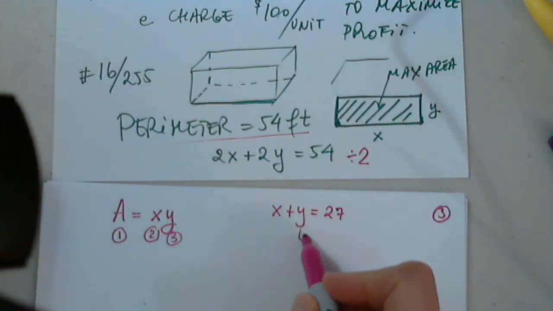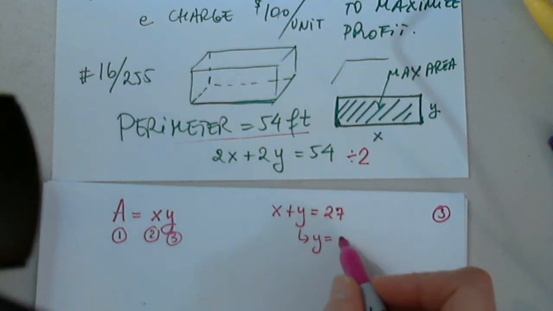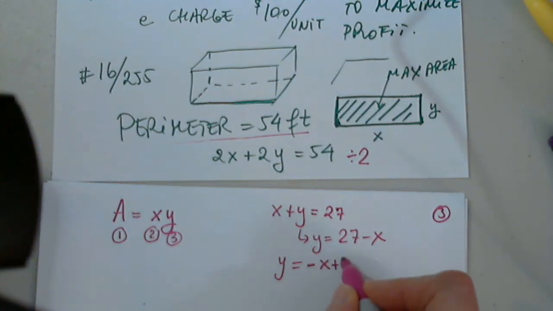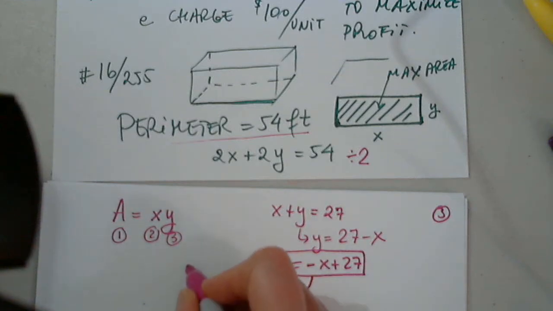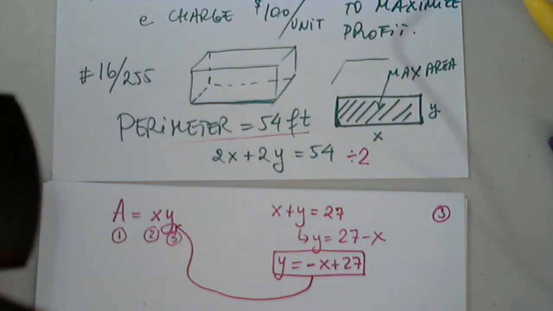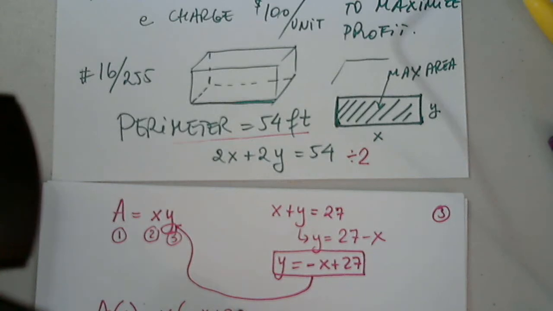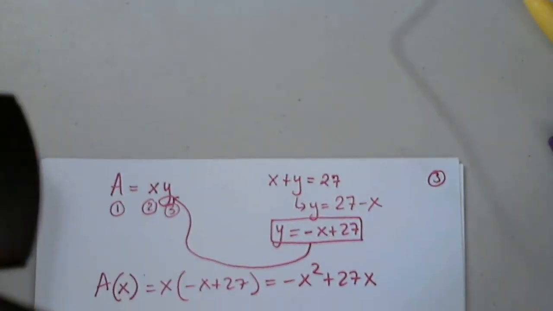I will solve the equation for y, moving x to the other side. So 27 minus x, though I always prefer negative x plus 27, so it's in the correct descending order. Now, from this, I will replace y. And then the area is indeed only a function of one variable, x. So x times, because y is negative x plus 27, I distribute: negative x squared plus 27x. This is what I need to find the maximum for.